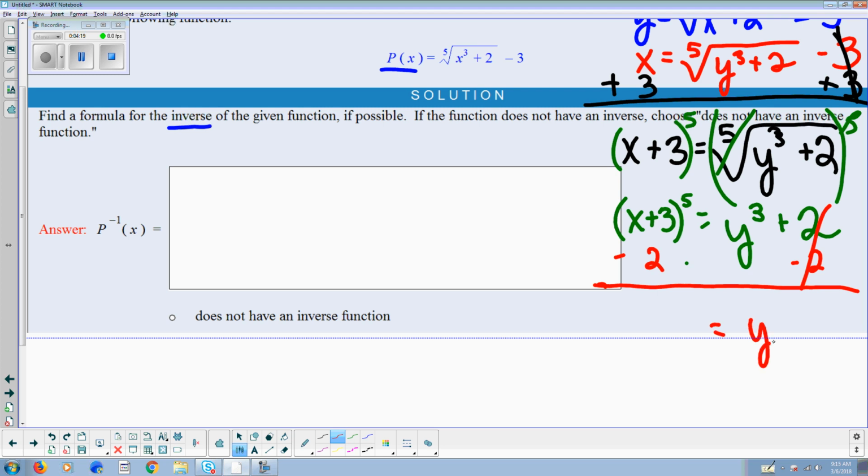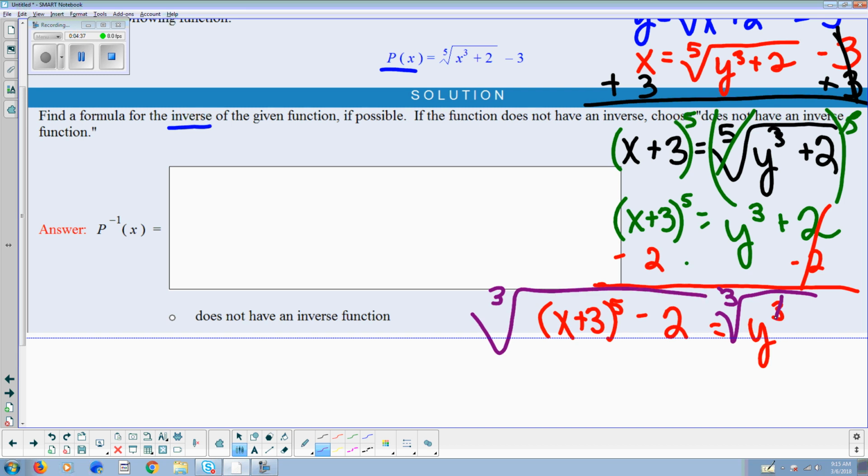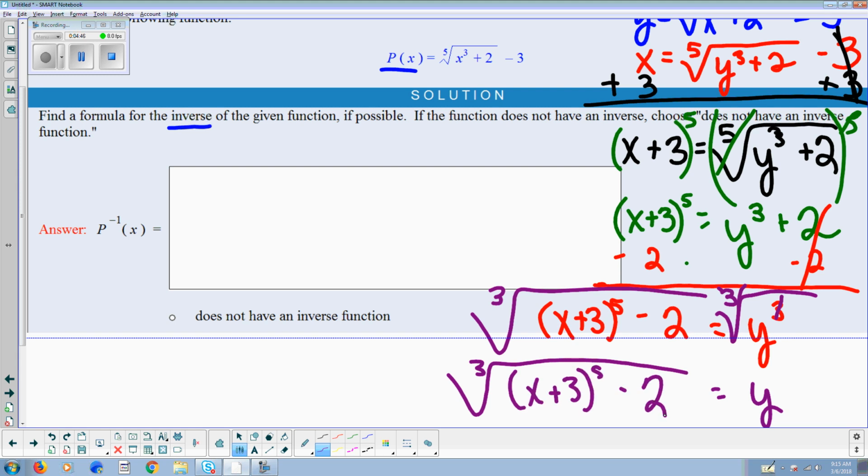So I've got y cubed on the right, and on the left, the quantity x plus 3 to the fifth power minus 2. Last, take the cube root of both sides to undo y to the third. So that gives me y is equal to the cube root of the quantity x plus 3 to the fifth minus 2. And then you're going to replace y with the inverse notation.